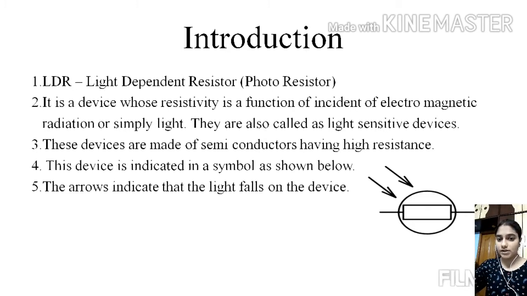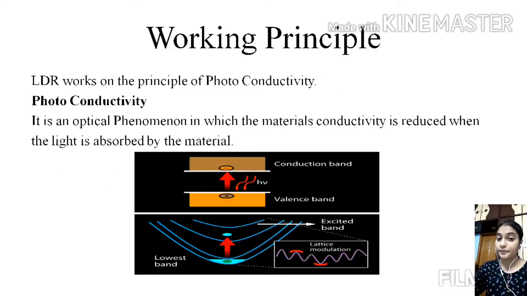Next, we'll discuss the working principle of the device. You already know that every device works on a particular principle. For example, a transformer works on the principle of mutual inductance, and this LDR sensor also works on a principle called photoconductivity. Now let's see what photoconductivity is.